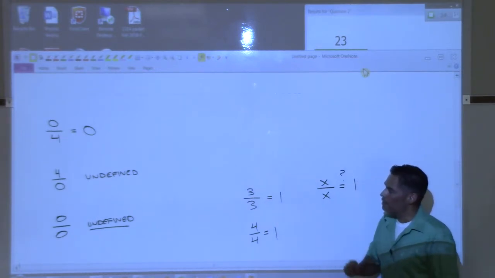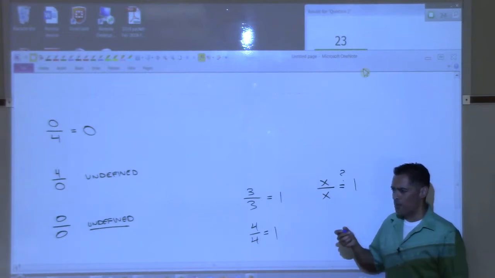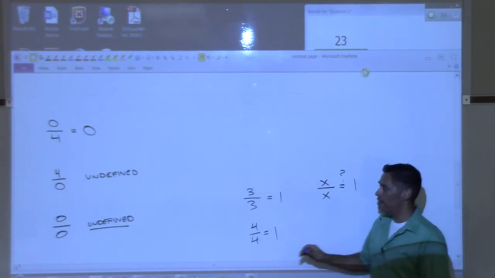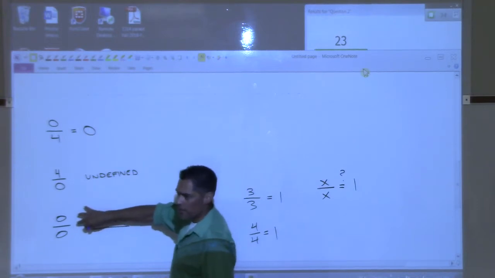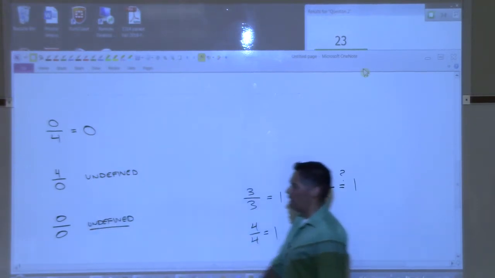To say no solution means that you started with an equation. This is not an equation, this is an expression. So it is just undefined. It's an undefined expression.